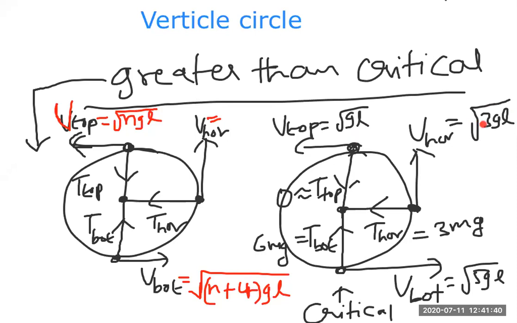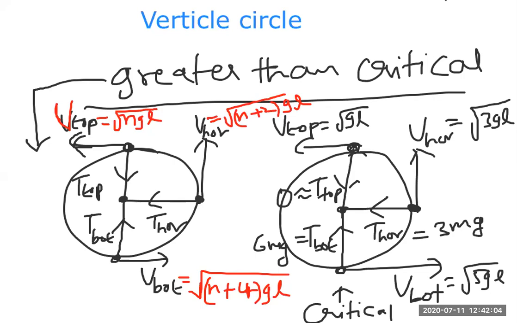How to write 3 in terms of n? Here n means 1. 3 means what should I write? 1 plus 2. I can write 3 as 1 plus 2. Here I told 1 is compared with n. So, carefully observe, I can write here root n plus 2 gl. How did you get this n plus 2 gl, sir?